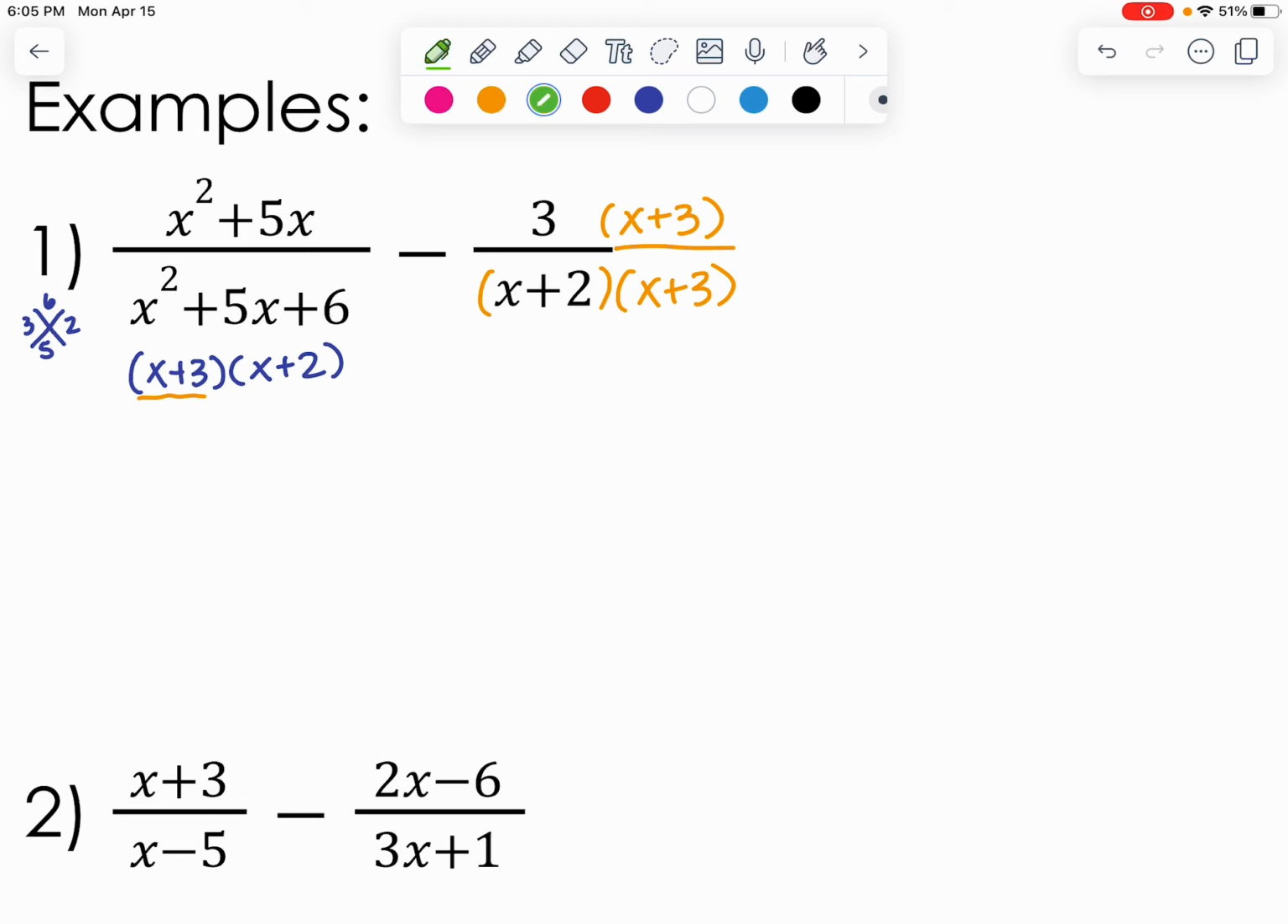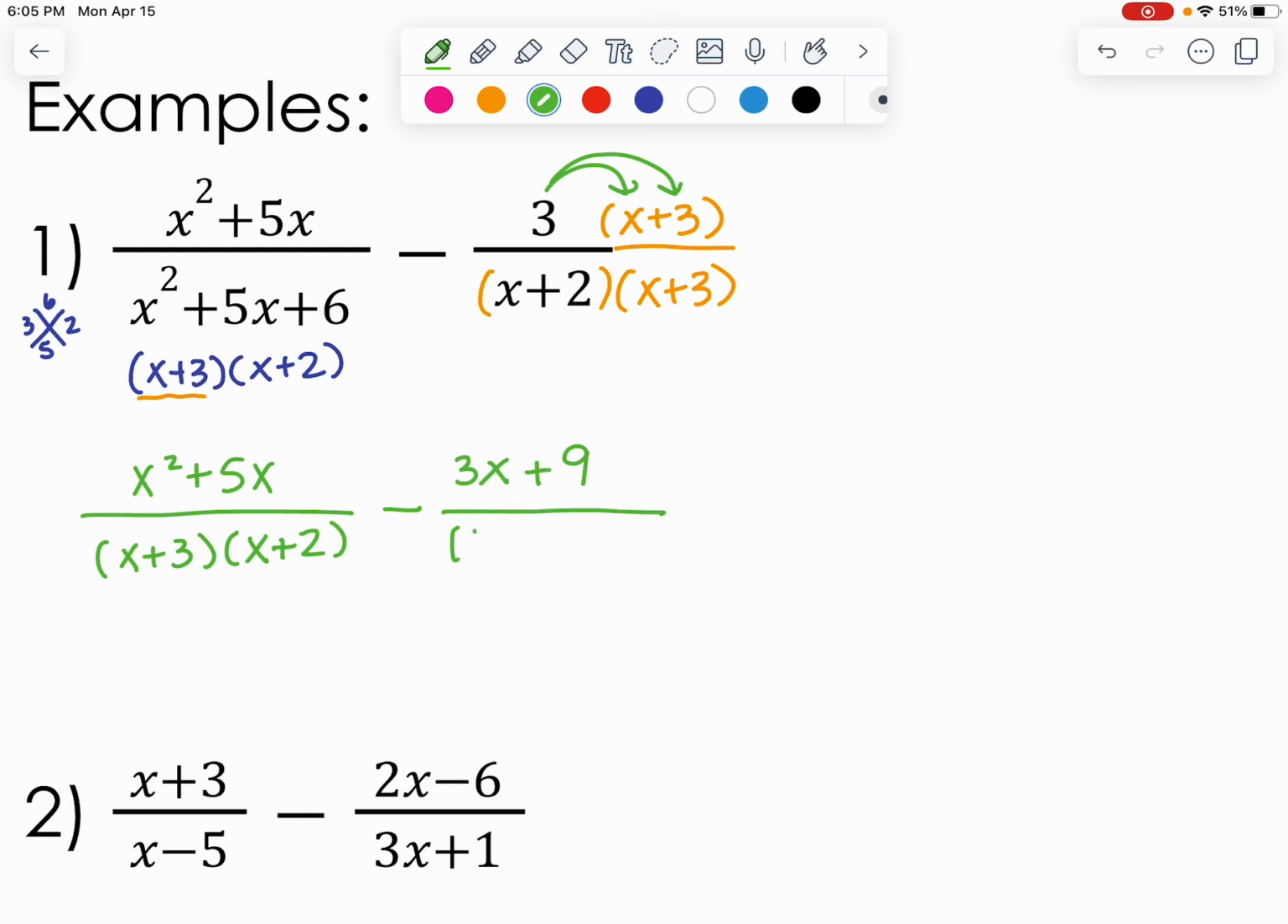Now, once we've multiplied one of the fractions, we want to actually distribute in the numerator. You can leave the denominator in factored form, but actually multiply the numerators out. So for the first one, there was no multiplication, so I'm just going to recopy that down. x squared plus 5x over x plus 3 times x plus 2, minus, and then we're going to distribute: 3 times x is 3x, and 3 times 3 is 9, over x plus 2 times x plus 3.